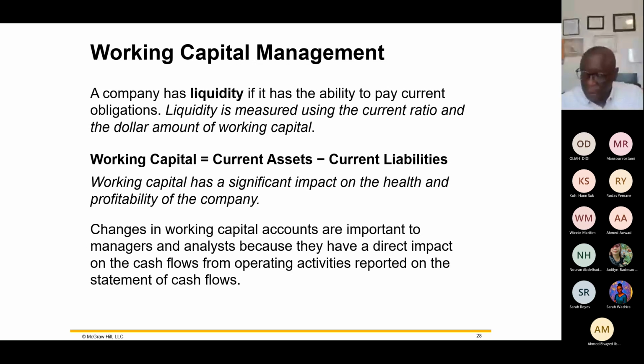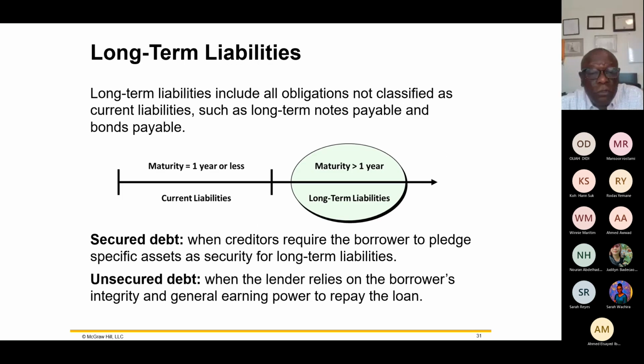Any questions so far? Let's see if we have other questions. So we should be able to understand ratio very well. And then also another component of this section is long-term liabilities. What are long-term liabilities?